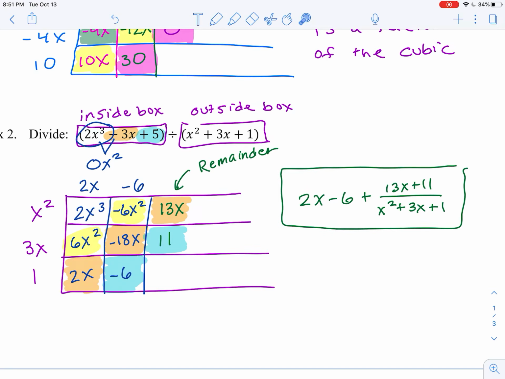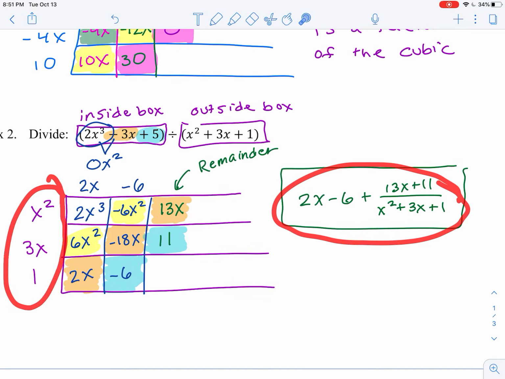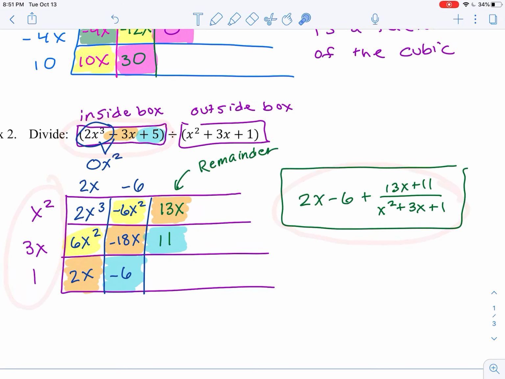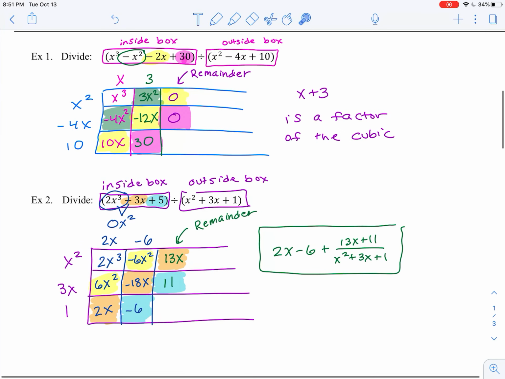So let's just put this into context. What that means is that this right here multiplied by this would give us this right here. So we were able to identify what we get when we divide those. So those two examples, the goal was just to practice polynomial division with the area model.